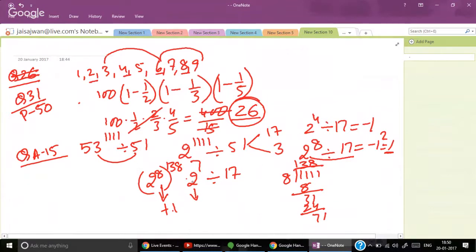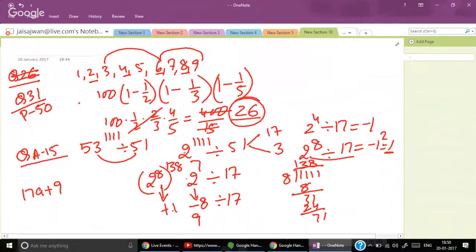2 to the power of 7, 2 to the power of 4 is 16. 16 gives you a remainder of minus 1, and that is giving you a remainder of 8. So that gives you minus 8. It cannot be negative. So I will add 17 to this. My remainder will come out to be 9. By 17, remainder will come out to be 9.